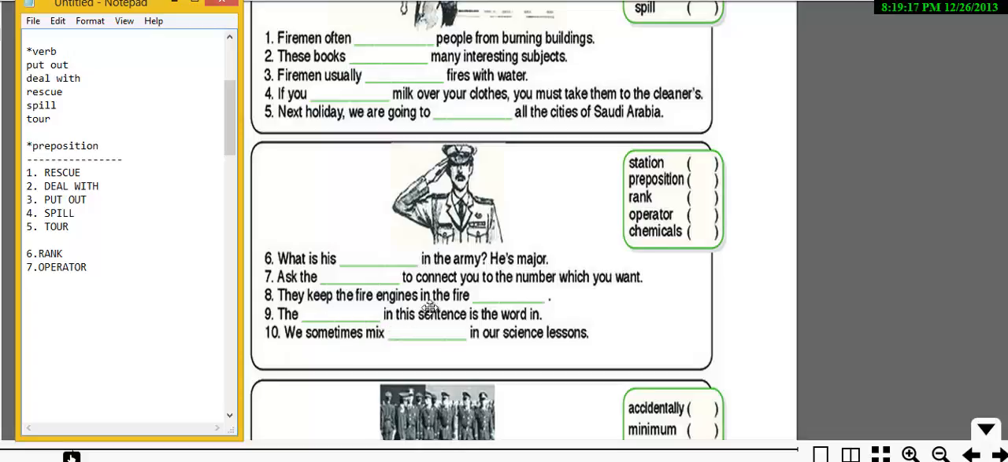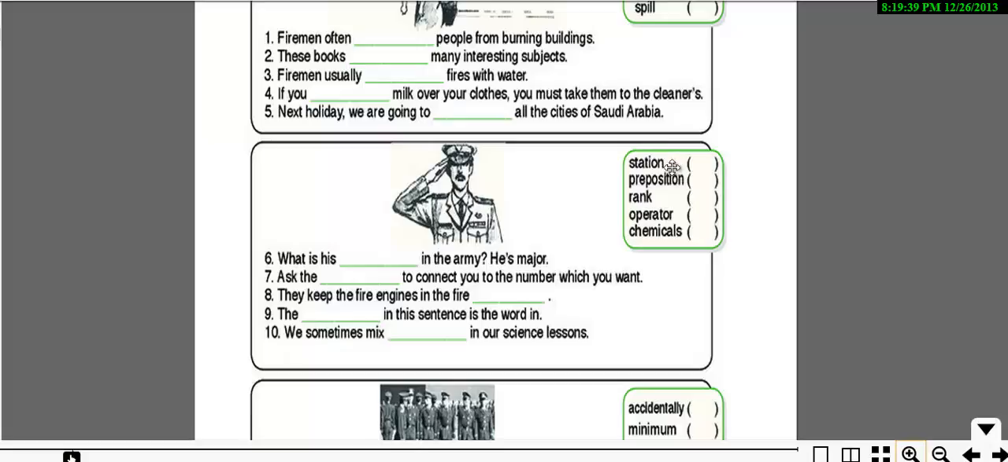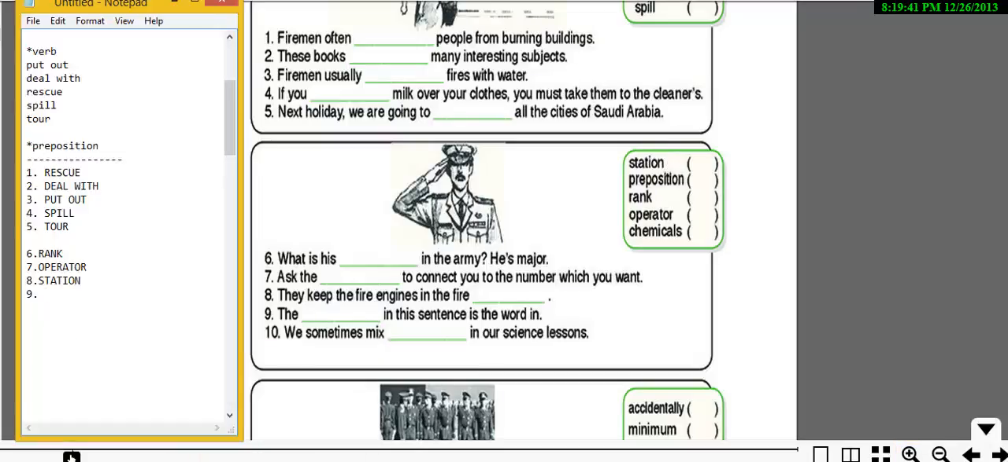Number 8: They keep the fire engines in the fire blank. Fire what? It's not a preposition, and it is not chemicals because you don't keep them in the fire chemicals. It's in the fire station. Number 9, oopsie, sorry. The blank in the sentence is the word in. Well, the word in is a part of speech, so it's a preposition. Now, number 10 goes, we sometimes mix blank in our science lessons. The only part left is chemicals, and it's associated with science.